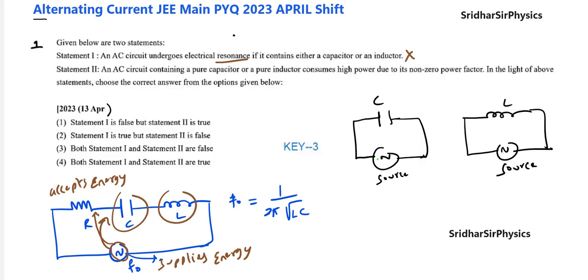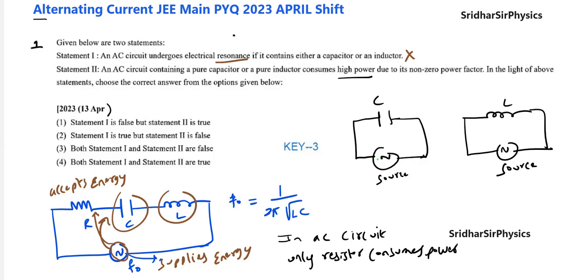So then it's telling high power. High power means more power is consumed. It's very simple. Who will consume power? Only the resistor will consume power. This is a basic idea. You write it clearly: in an AC circuit, only the resistor consumes power. Resistor is the only one which will consume power.